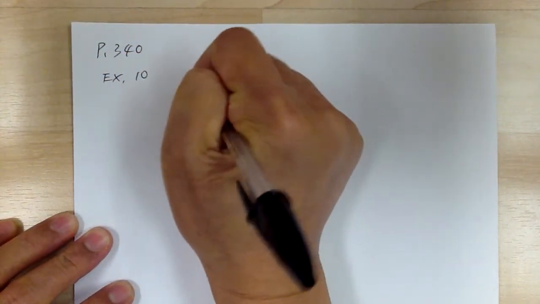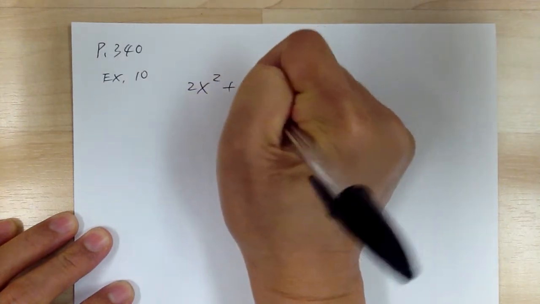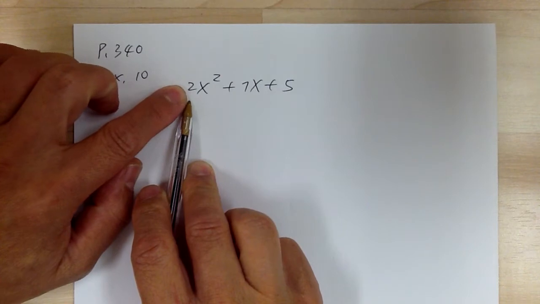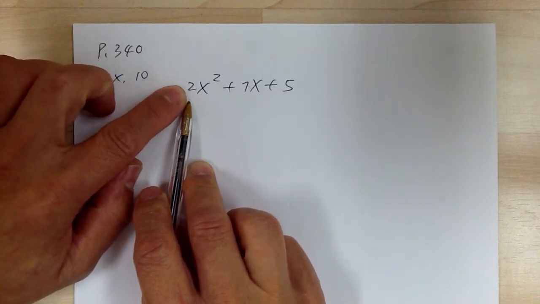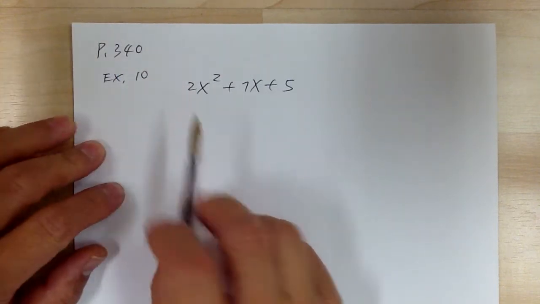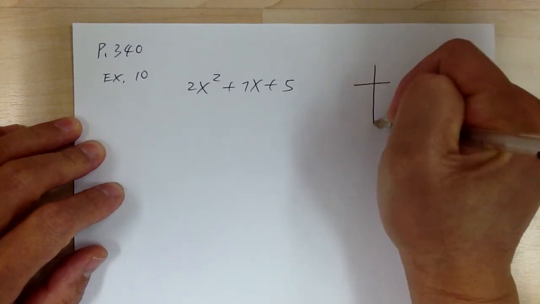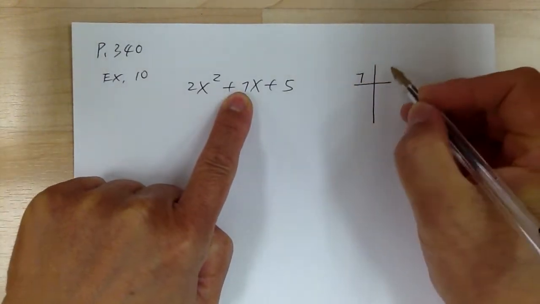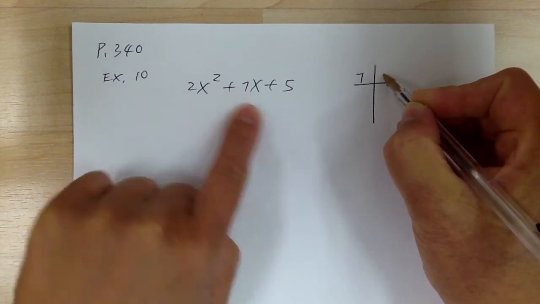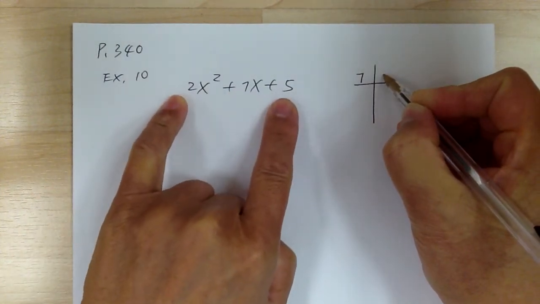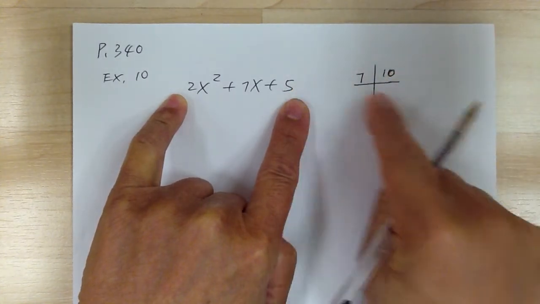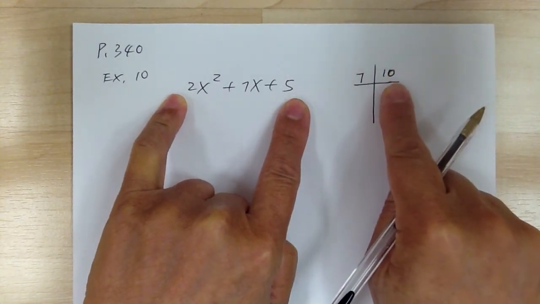So you've got 2x squared plus 7x plus 5. Notice there's a 2 in front of the x squared now. Okay? So you're going to do the same thing, but now you're going to add one more step. When you're doing the cross, 7 is still over here. But instead of putting the 5 over here, you need to multiply this together. So you need to put 10 over here instead. Not 5, but you have to put 10. This is called a master product.